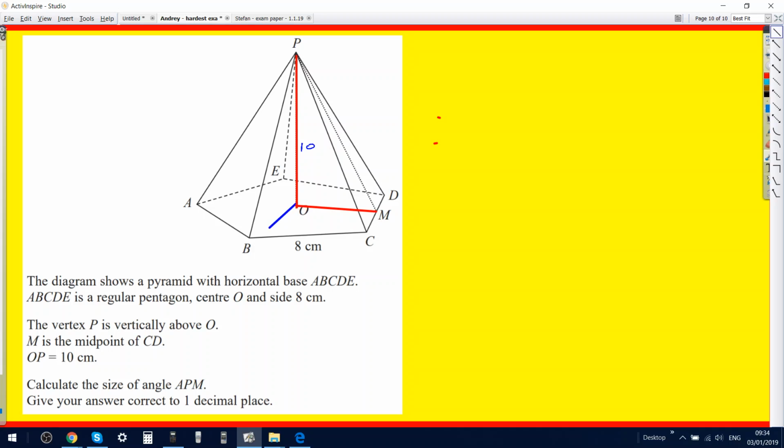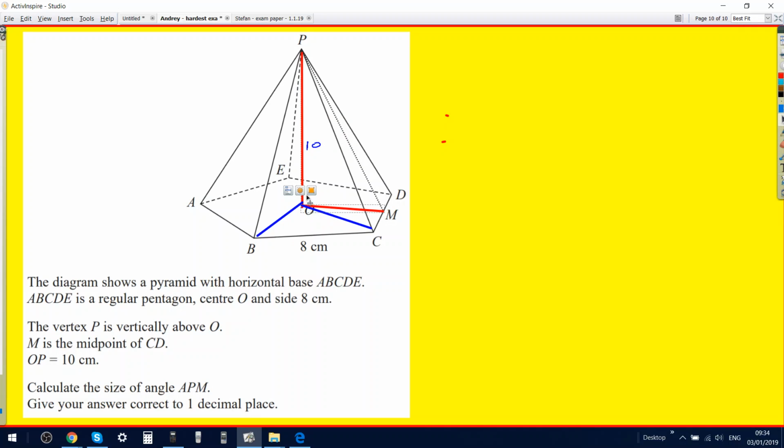So you could, let's just, these will all be the same. So you could find any length from O to any corner, any vertex, and use that. So any idea how to find, or let's say, what would be the angle in the center? So they'll add up to 360.